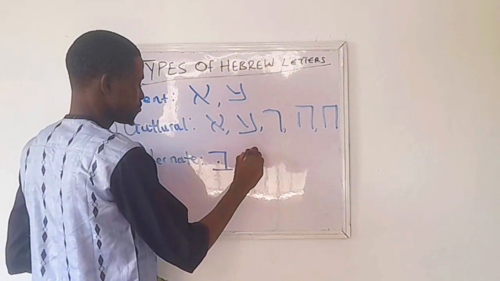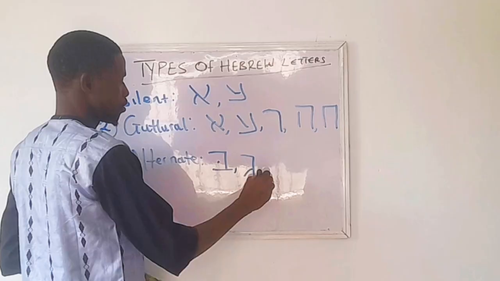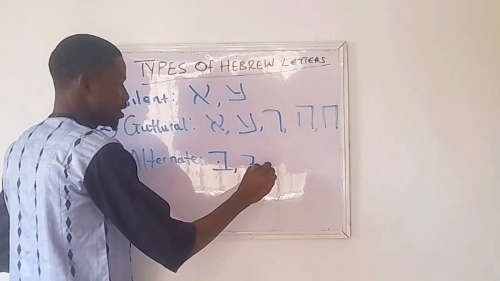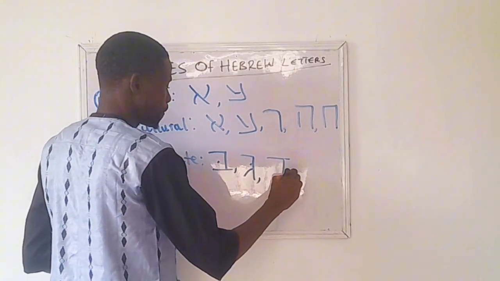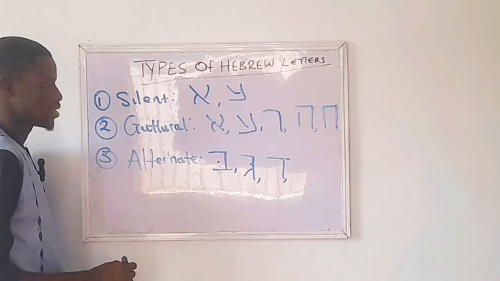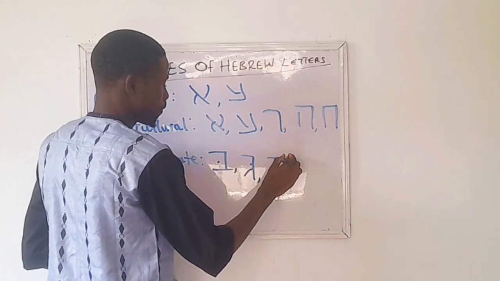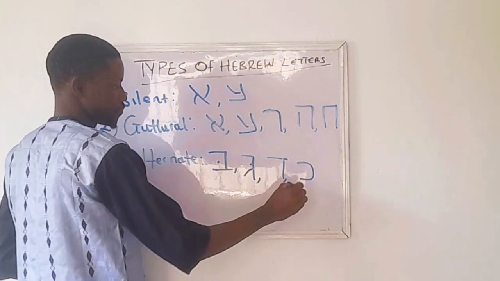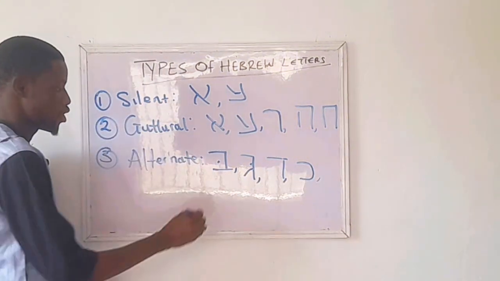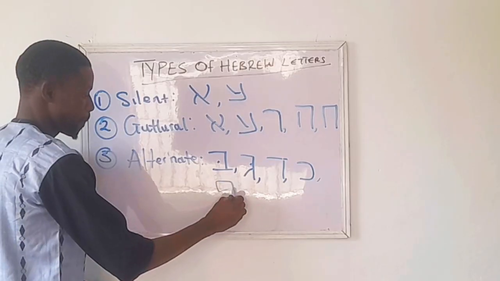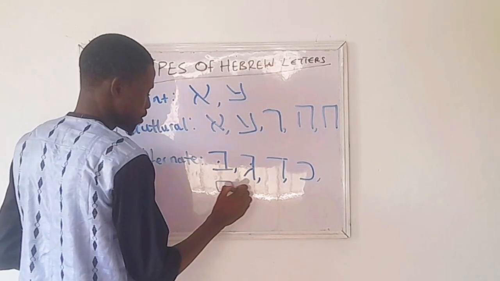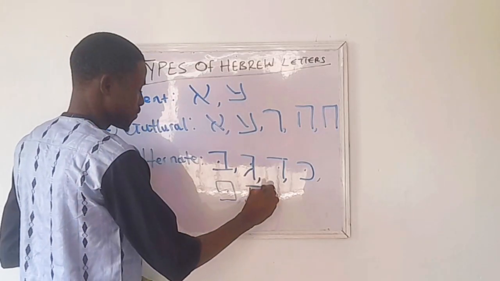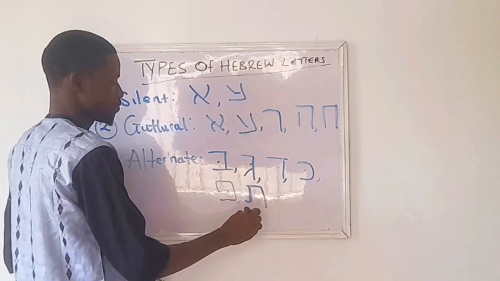So number two is gimel. Number three is dalet. Number four is kaf. Number five is pay. And number six is tav, the last letter.